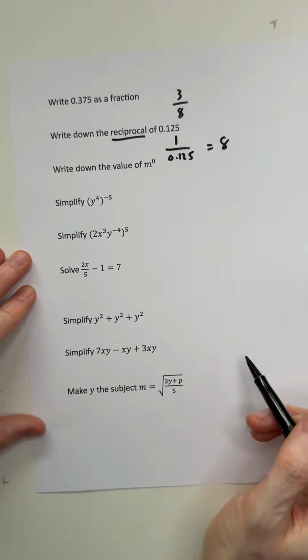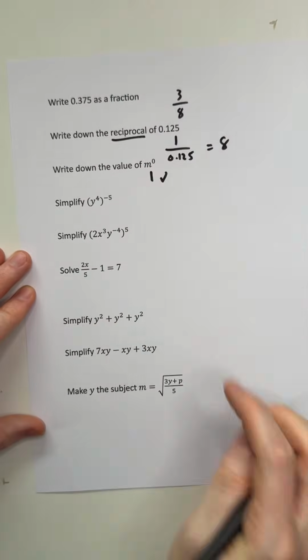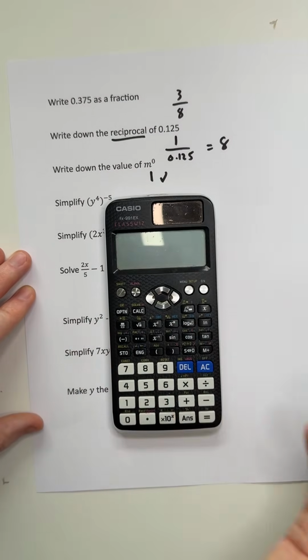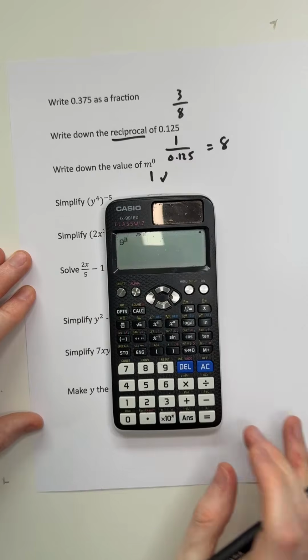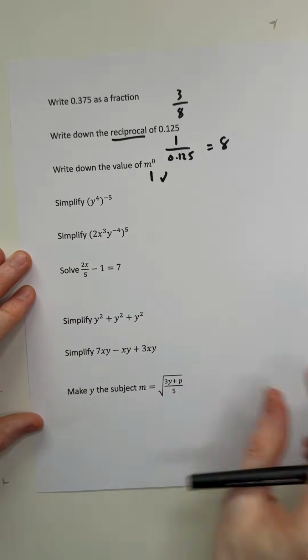Write down the value of m to the power 0. Well, anything to the power 0 is equal to 1. You can't type the letter m into a calculator, but you can always type a number to check. So 9 to the power 0 is the same thing. Press equals, it'll still give you 1.